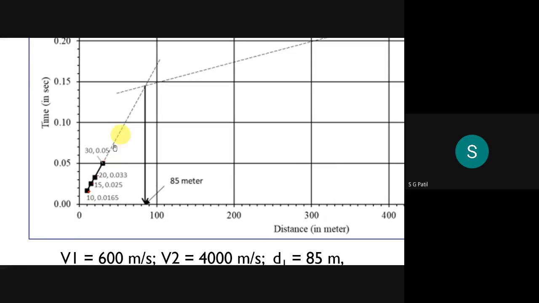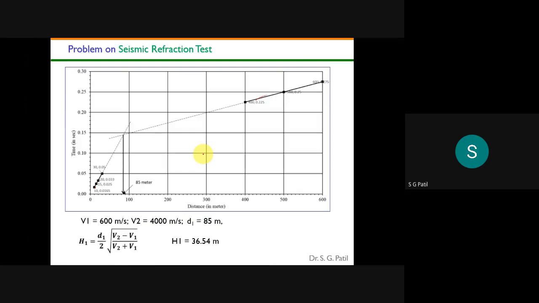You see, this is the first portion, and this is the second portion. If you can draw a graph between your distance and time, then I will get a first straight line, and then a second straight line, and then take the slope of these straight lines. If you take the slope of these straight lines, I will get the shear wave velocity. So V1 is the shear wave velocity in the first layer, and V2 is the shear wave velocity in the second layer.